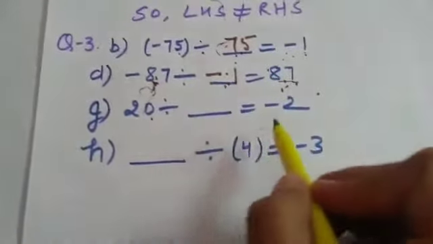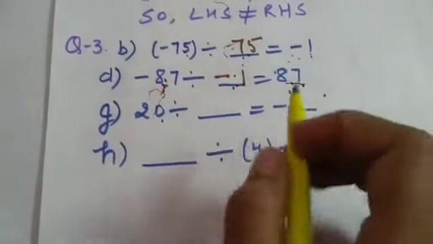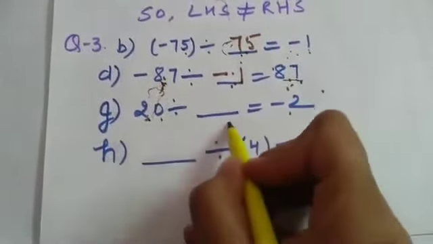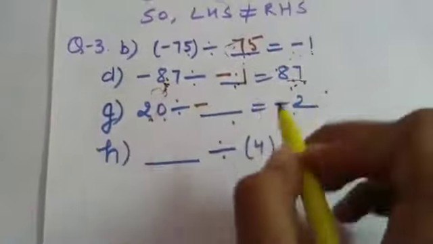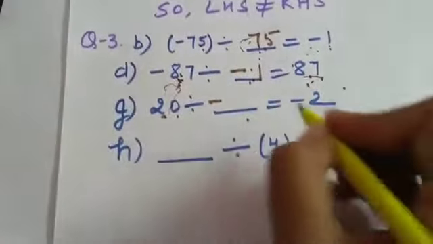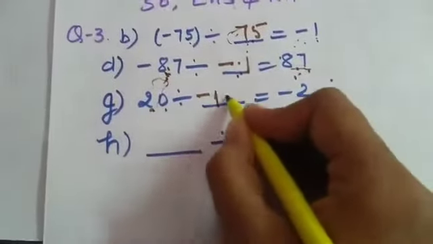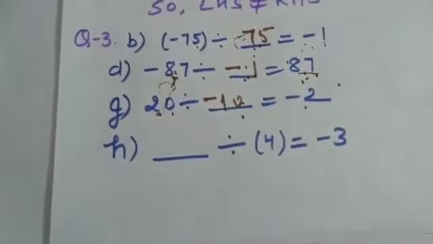20 divided by which number will give me -2? Here it is positive, so it must be negative. And by which number must 20 be divided to get 2? It will be 10. So -10 is your answer.